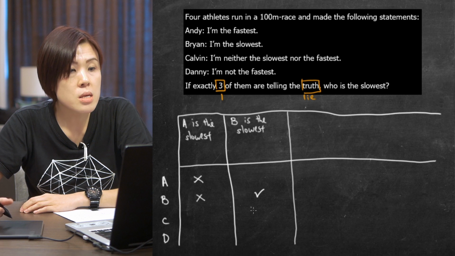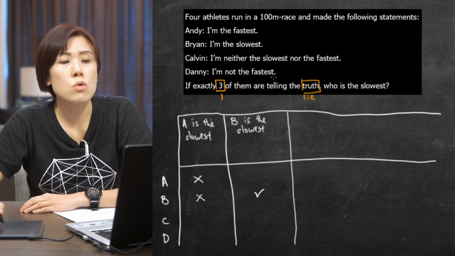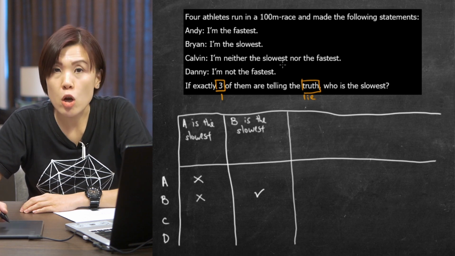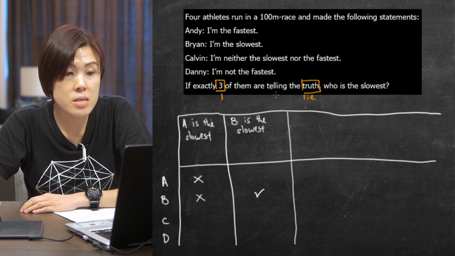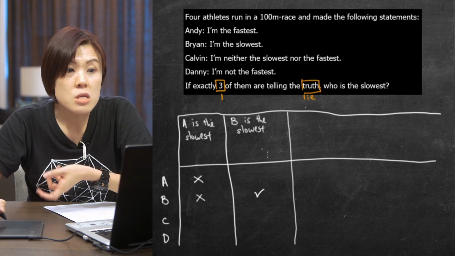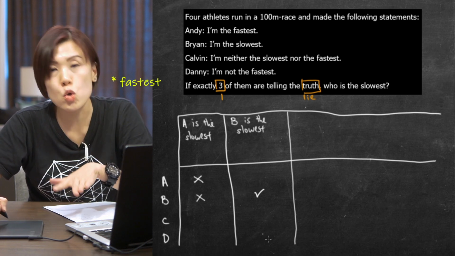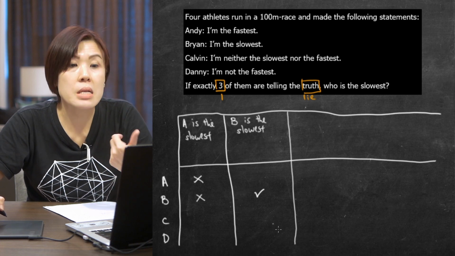And then Calvin says that I'm neither the slowest nor the fastest. So this could be a lie, and this could be true. So we are not sure about this. Let's go to Danny. Danny says, I am not the fastest. Since our assumption is B is the slowest, we have no idea who is the fastest. So for Danny also, we have no idea whether he is telling the truth or he is lying.